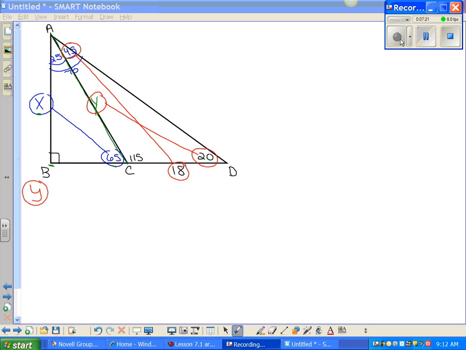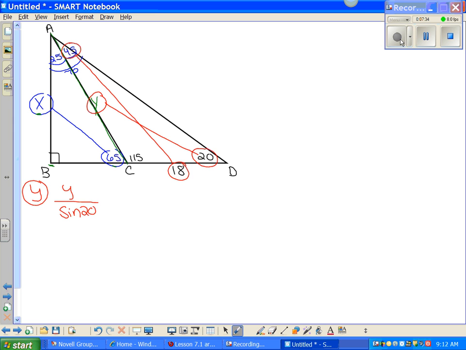Okay, who wants to set it up for me? Don't everybody jump at once. Good. Good. Good. How many people set it up correctly? Awesome. Now what? Yeah. So Y sine 45 equals 18 sine of 20. Now what? What'd you get?